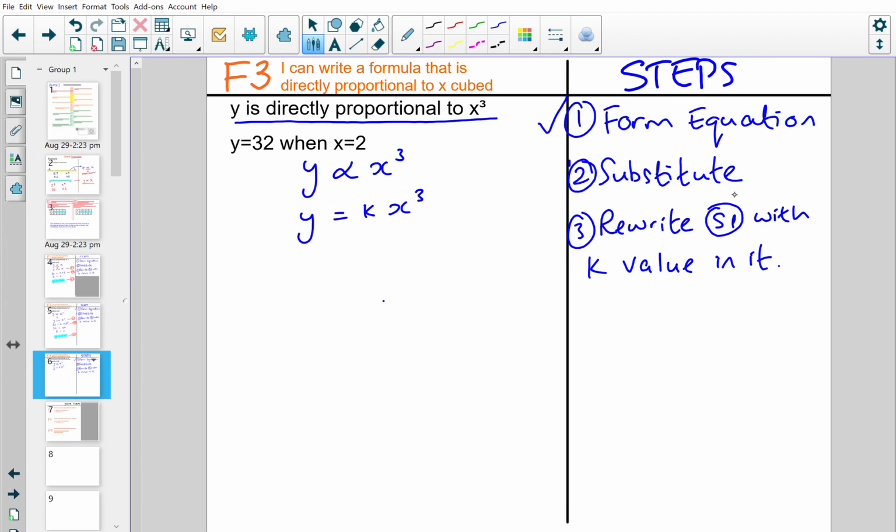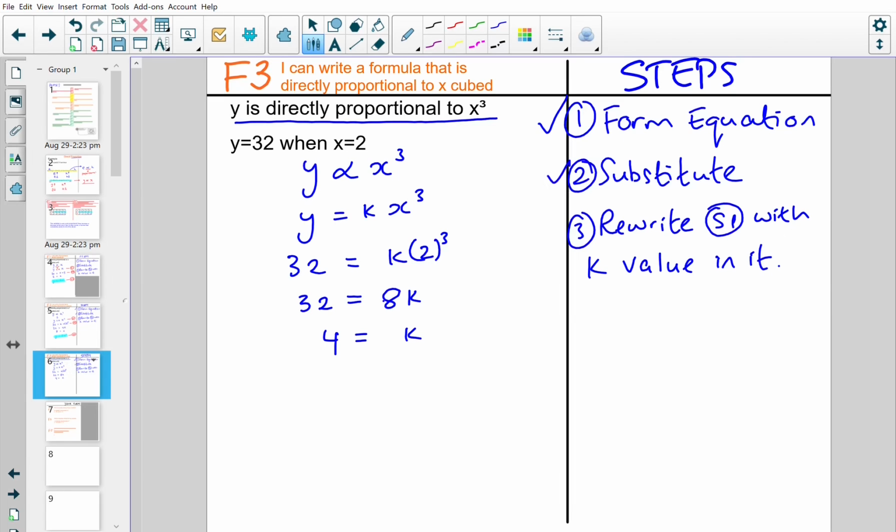Step 2 is substitute. When y is equal to 32, we need to find the value of k. So x in this case is 2. Equal on the equal. This on the right hand side gives me 8k. On the left hand side is 32. To find the value of k here, I divide by 8 on both sides. So k equal to 4.